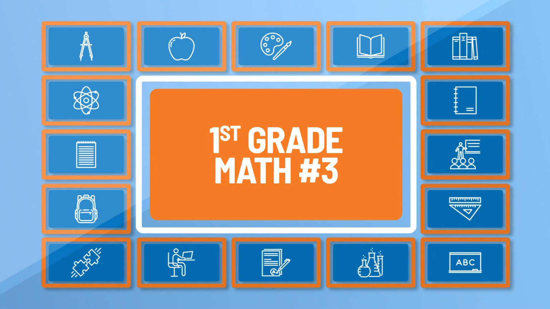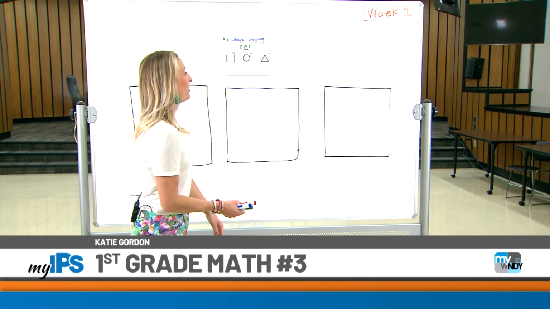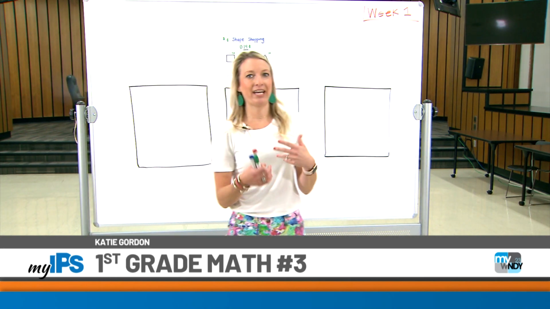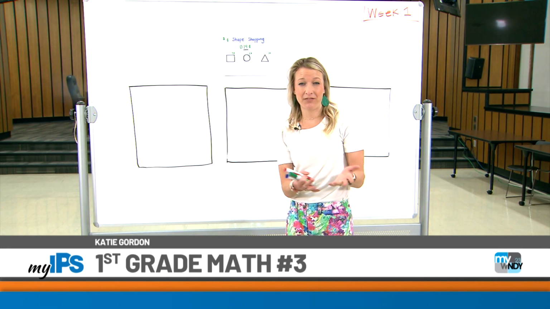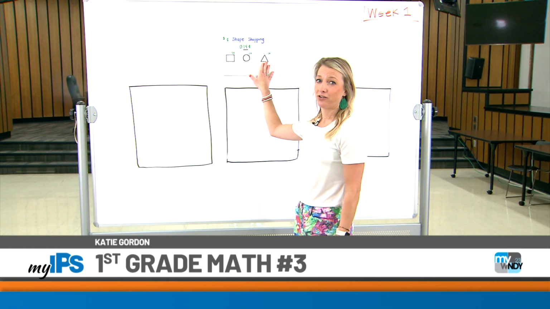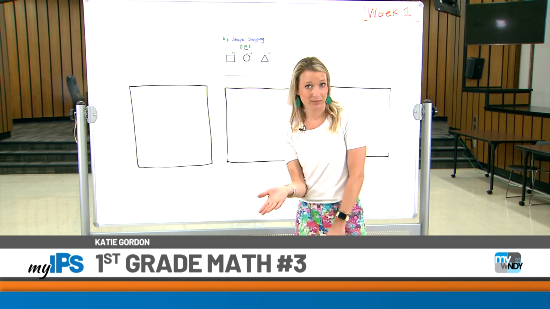Okay guys, let's move on to day 3 in our packet. So when we get to day 3, first grade, week 1, we are going to see that they're giving us shapes. And they're telling us that these shapes are worth a specific amount of money. And so they're giving us a square, a circle, and a triangle. Okay, square, circle, triangle. Find the square, the circle, and the triangle on your paper.